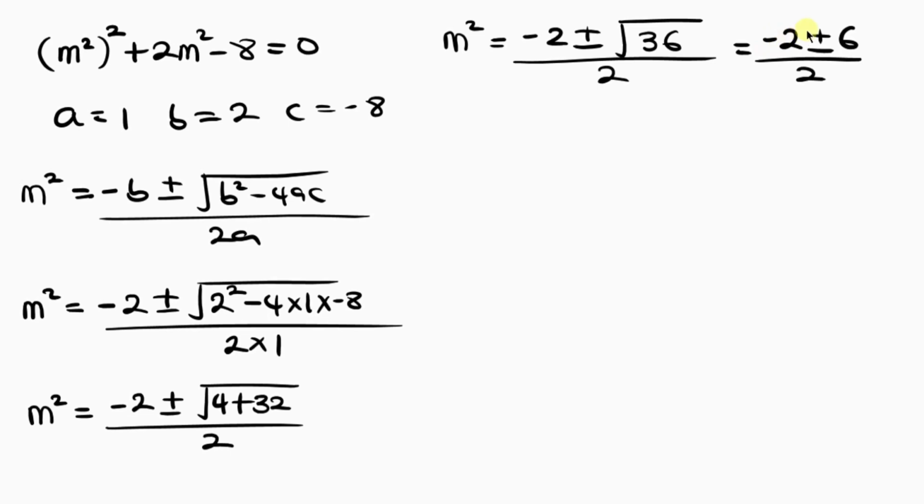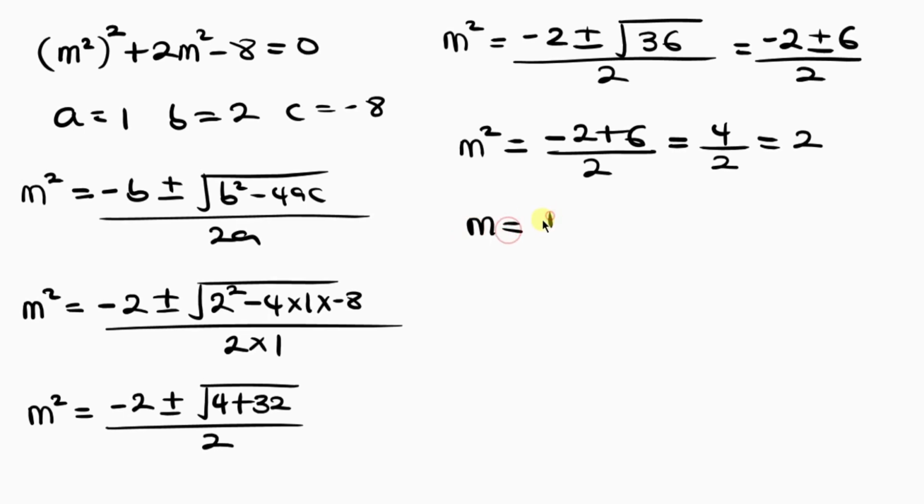First, starting with the positive. So m squared is equal to minus 2 plus 6 divided by 2. And this is going to give us 4 divided by 2, which is equal to 2. So m here, taking the square root of both sides, will be equal to plus or minus the square root of 2. So remember what we said the other time, that x is equal to 1 plus m and y is equal to 1 minus m.